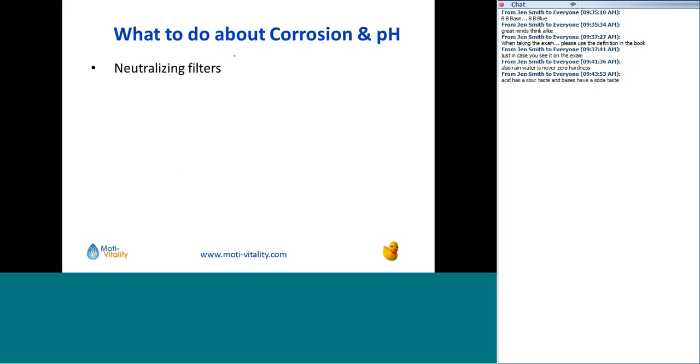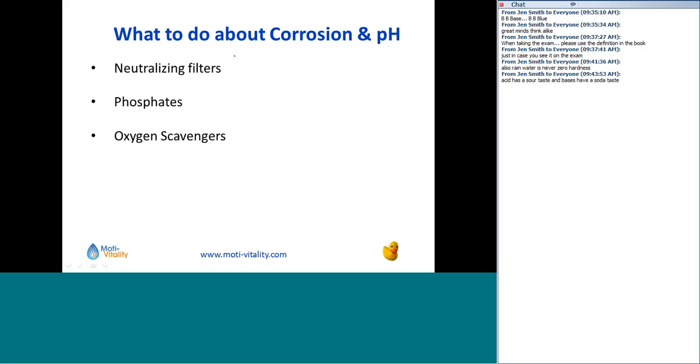What to do about corrosion and low pH or high pH? Well, for low pH you put a neutralizing filter in, and we talked a little bit about that a few minutes ago. You basically are doing with the tank exactly what nature is doing in most areas of the country. You can also add phosphates, and phosphates will bind up the hydrogen and basically put a coating around the water molecule itself that prevents it from corroding.